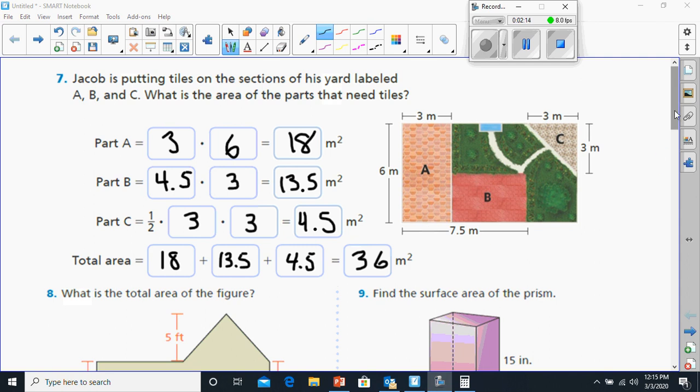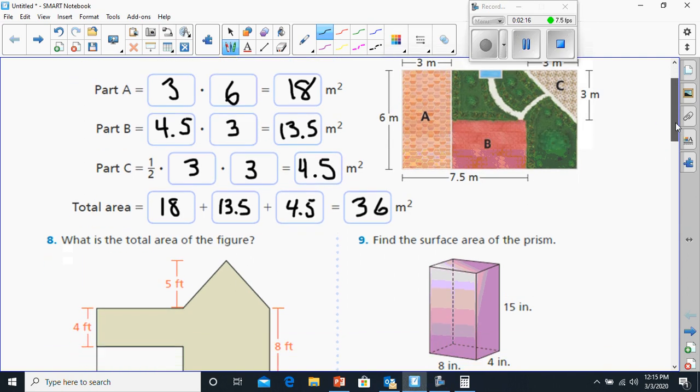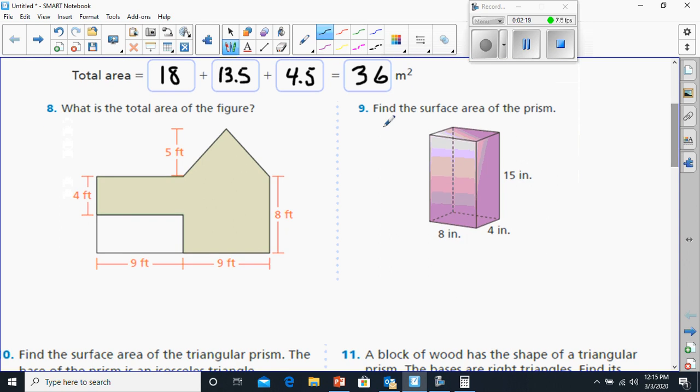All right, and we're going to drop down past number 8 now, which will be yours to do, and I'm doing number 9. Find the surface area of this prism. Well, I know that 2 of them are going to be 4 by 8. So 4 times 8. And then since there's 2 of them, top and bottom, I'll have to multiply that by 2. I also know another 2 will be 4 by 15. So that would be 4 times 15 times 2.